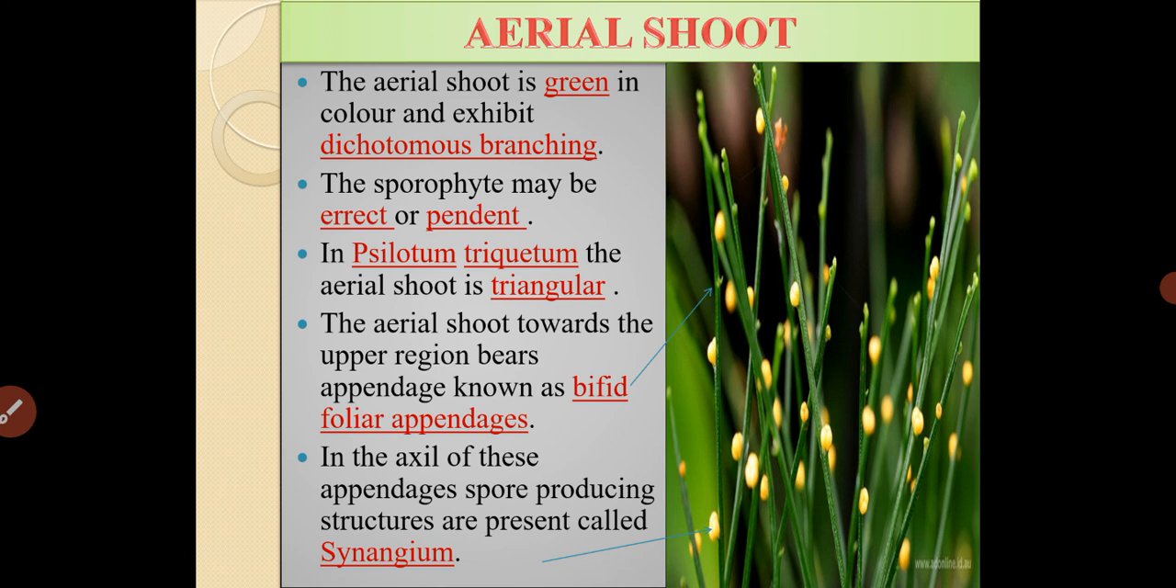The aerial shoot is usually green in color and exhibits dichotomous branching. The sporophyte of Psilotum exhibits either an erect or pendant condition. In one species, Psilotum triquetrum, the shoot is triangular in nature. The aerial shoot towards the upper region bears leafy appendages which are bifid in condition, called bifid foliar appendages. Foliar refers to leaf, bifid means split. In the axils of these appendages, it bears the spore producing structure. Here the spore producing structure in Psilotum is called the synangium.